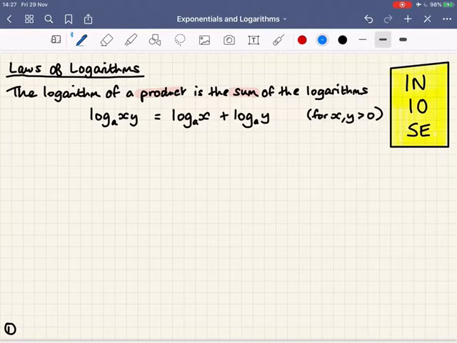The first important law is the logarithm of a product can be expressed as the sum of the logarithms. So there's the expression log to base a of xy can be written as log to base a of x plus log to base a of y. Let's give you an example.